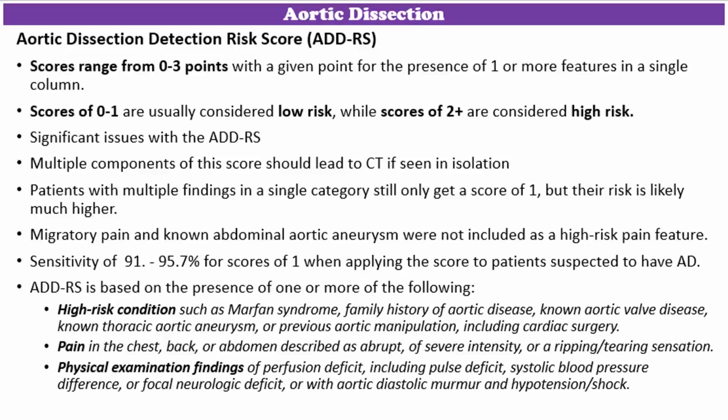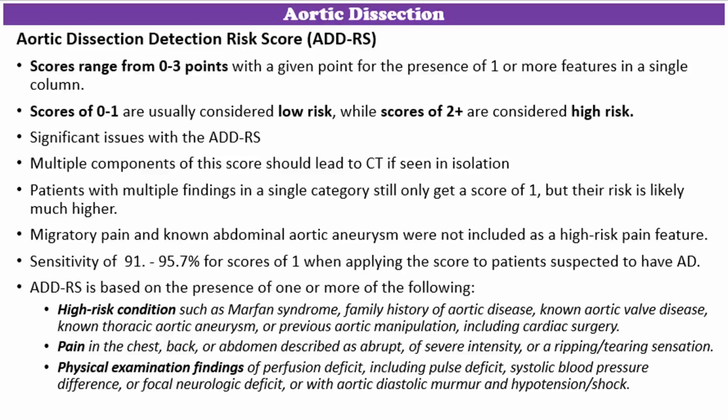Biomarkers and risk stratification tools have been studied to rule out aortic dissection. The American Heart Association developed the Aortic Dissection Detection Risk Score, which is the only decision rule to date that has been validated. The Aortic Dissection Detection Risk Score is a clinical tool designed to estimate the likelihood of aortic dissection in a patient presenting with symptoms suggestive of this condition.